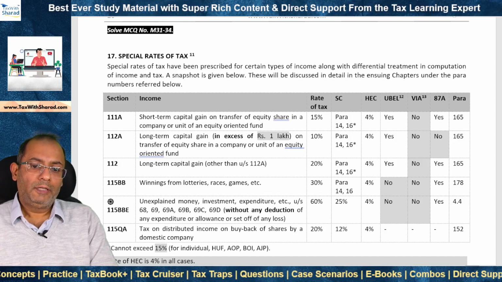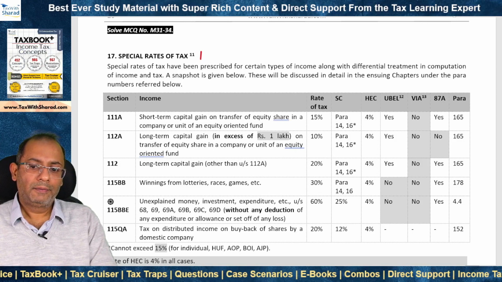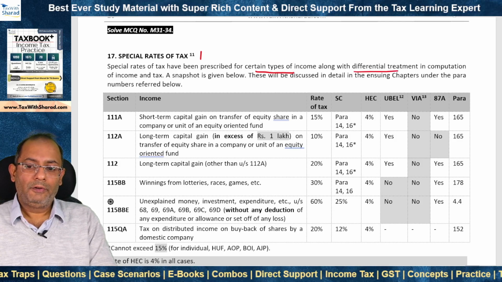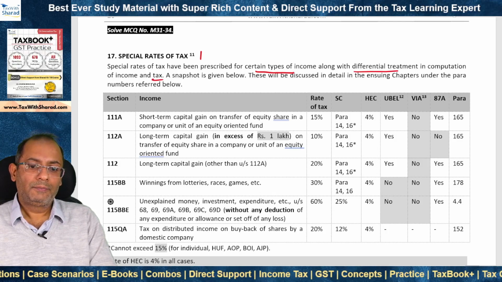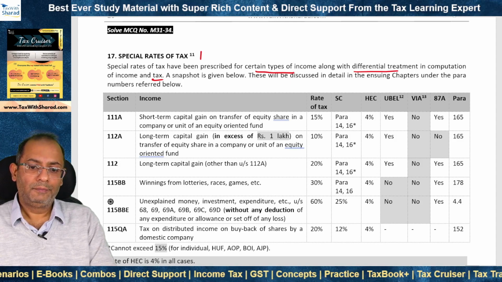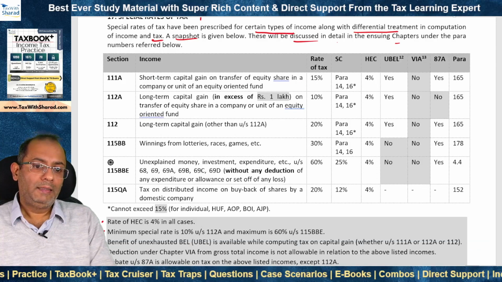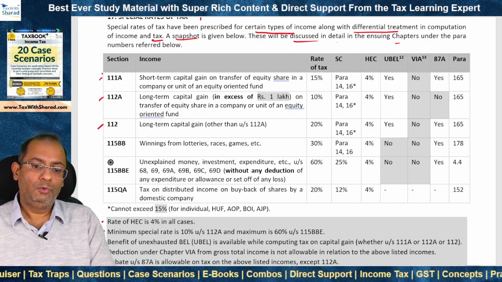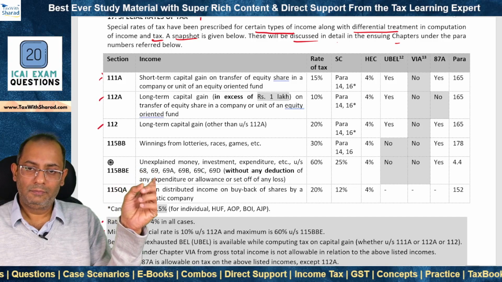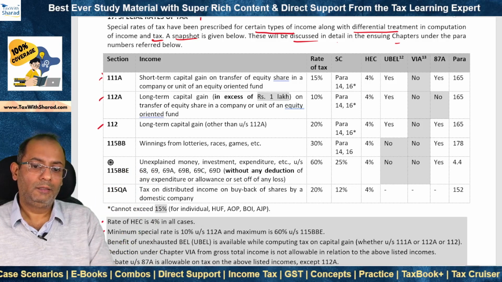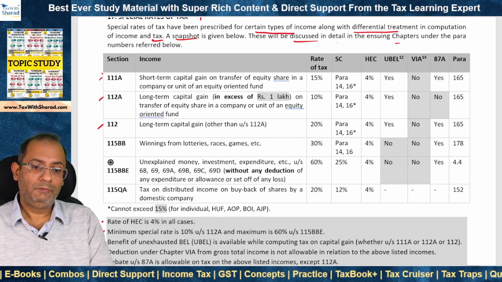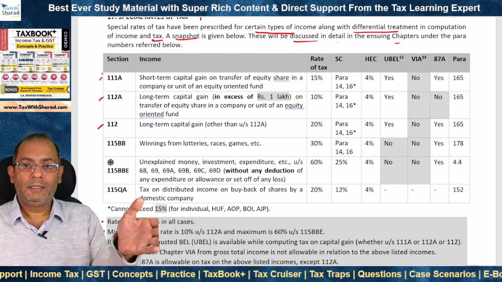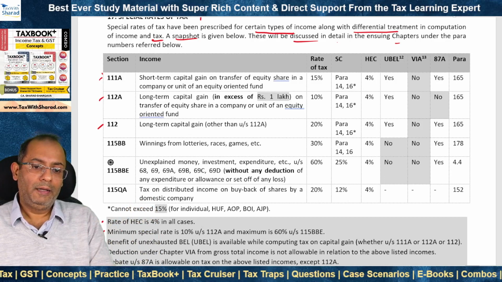Certain special rates of tax have been provided under the Act in respect of certain types of income, and there is a differential treatment in computation of income and tax which has been basically provided. As far as capital gains is concerned, there are basically 3 sections, 111A, 112A, and 112. These are the sections that we discussed some time back while discussing the concept of limit of surcharge of 15%, right? And in these cases, the capital gain is basically taxable at a special rate.